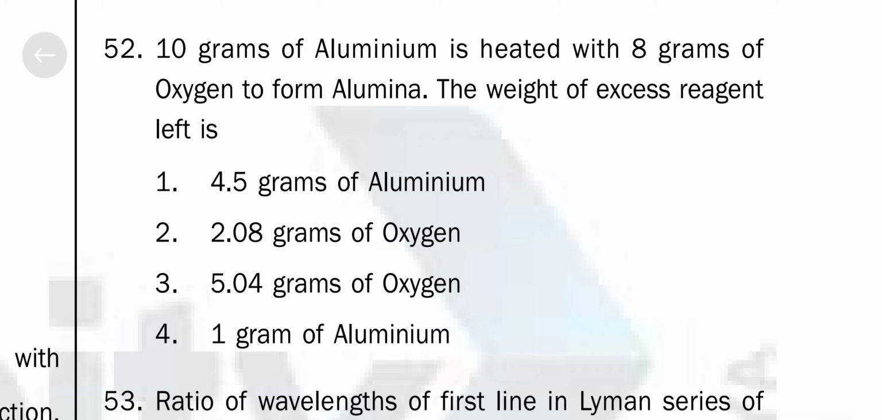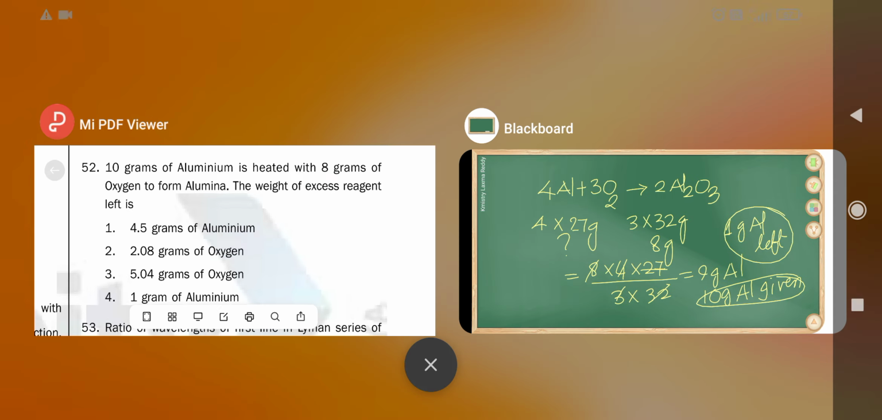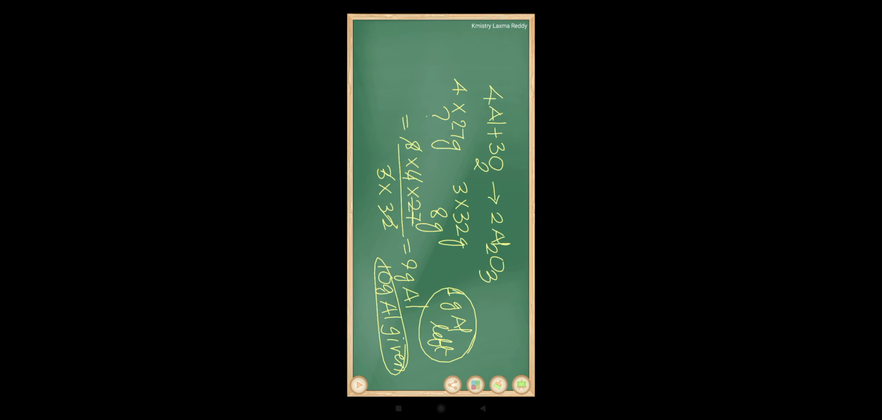10 grams of aluminium is heated with 8 grams of oxygen to form alumina. The weight of excess reagent left is. This can be answered by using the expression 4Al + 3O2 gives rise to 2Al2O3. 4 into 27 grams of aluminium reacts with 3 into 32 grams of oxygen.